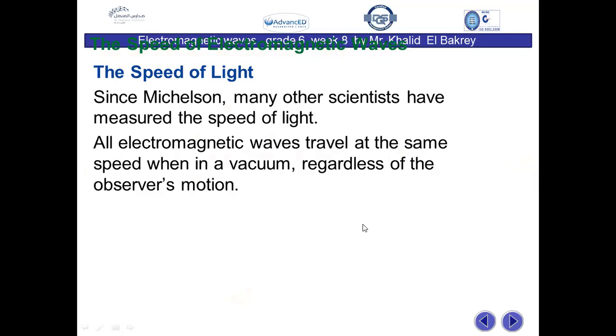Some scientists conducted experiments to find the speed of light, and they give us an example. If the sun is away from us by 150 million kilometers, what is the time that the light will take to reach us? It will take around 8 minutes and 20 seconds.